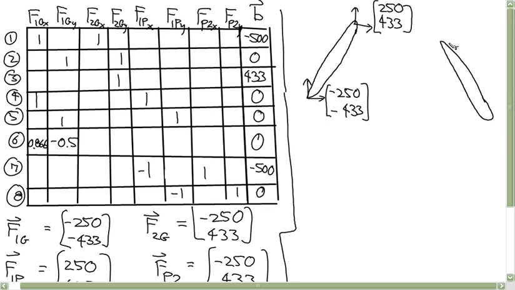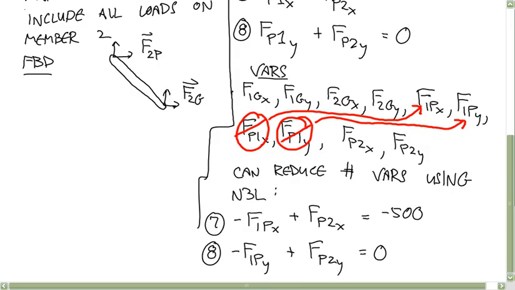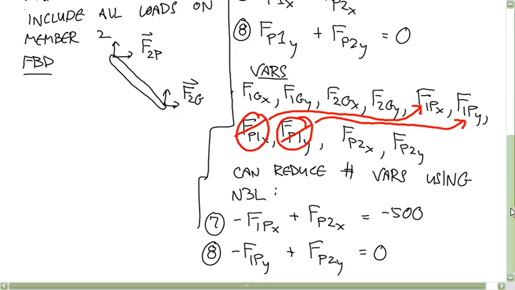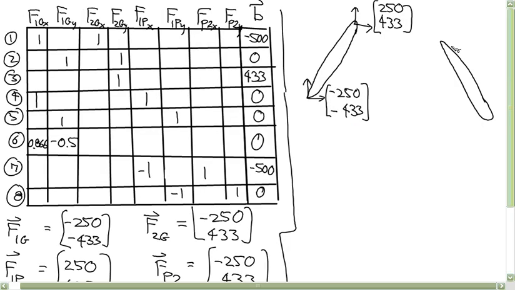Okay, member two, what forces are acting on that? Oh, we didn't do that one. Well, I guess we did the free body diagram, but we didn't solve it. So the forces are F2P at the top and F2G at the bottom. We solve for F2G.